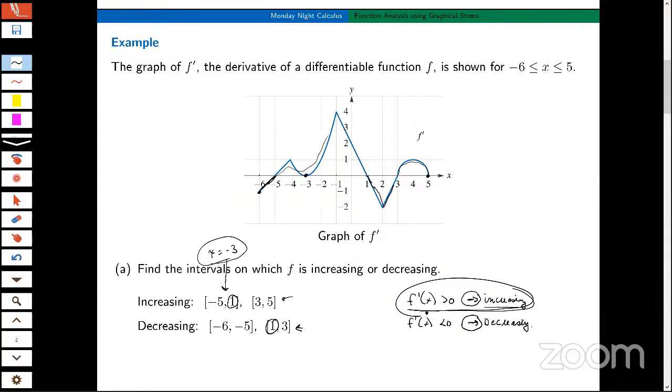So to wrap up this part A, I think it's okay to include those endpoints in both intervals. I do not believe that that's a contradiction, and it's not a contradiction if you think about the precise definition of what it means for a function to be increasing or decreasing.